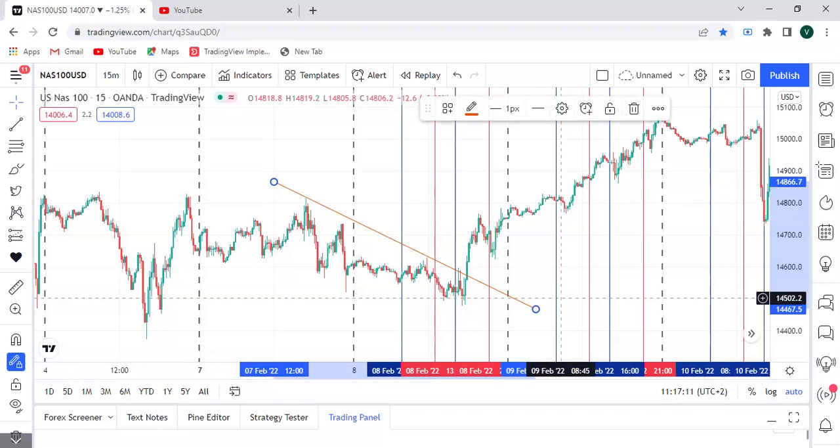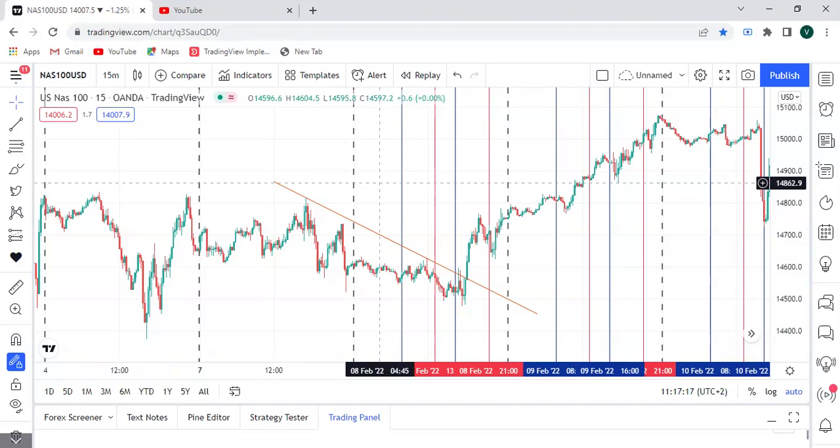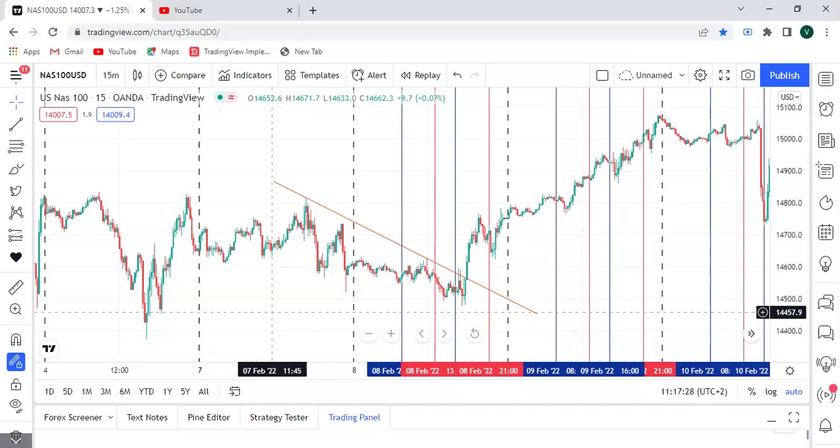You use the trend line, you get the trend break, and then it works out. In this case, you got a break of a trend line. It worked out. We never got a proper retest, but I think this level here was retested. We went all the way to the upside.